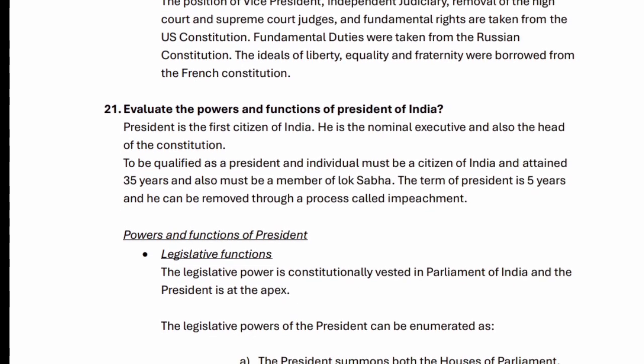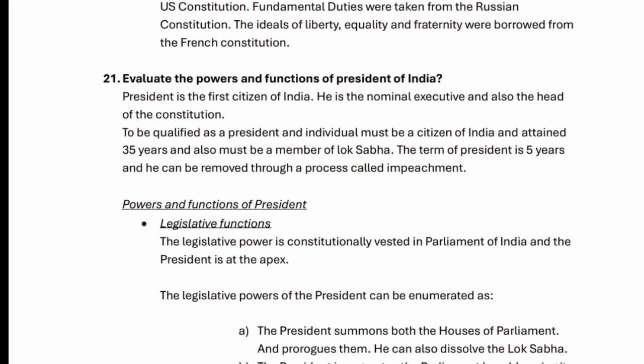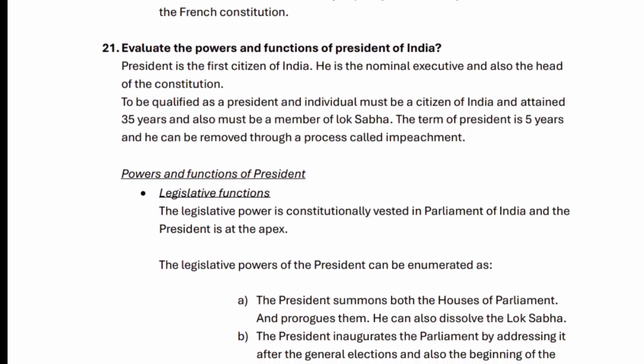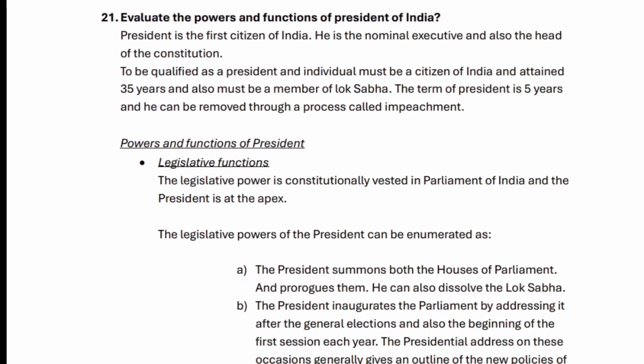21. Evaluate the powers and functions of President of India. President is the first citizen of India. He is the nominal executive and also the head of the Constitution. To be qualified as a president, an individual must be a citizen of India and attain 35 years and also must be a member of Lok Sabha. The term of president is 5 years and he can be removed through a process called impeachment.